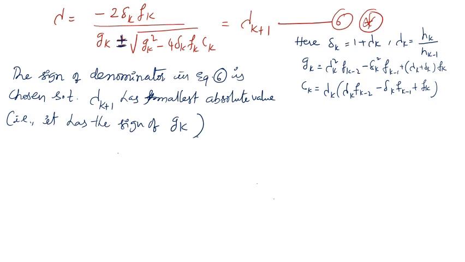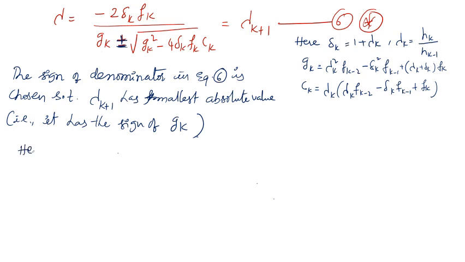Lambda should be very, very small, which happens when the denominator is very high. If gk is positive, then I have to consider the plus sign here, and you will get a larger value in the denominator. If gk is negative, I have to consider the negative sign here, so that the denominator is larger than the numerator value. That is the logic.